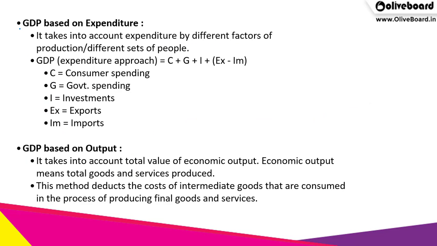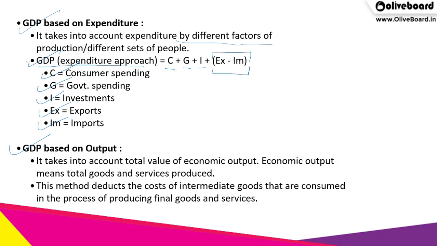Now GDP based on expenditure takes into account expenditure by different factors of production or by different sets of people. So this is the formula for the expenditure approach: C plus G plus I plus EX minus IM. C is the consumer spending, G is the government spending, I are the investments which are being put by the government and the consumers, EX exports, and IM imports. So EX minus IM is net export, right? So this is the formula.